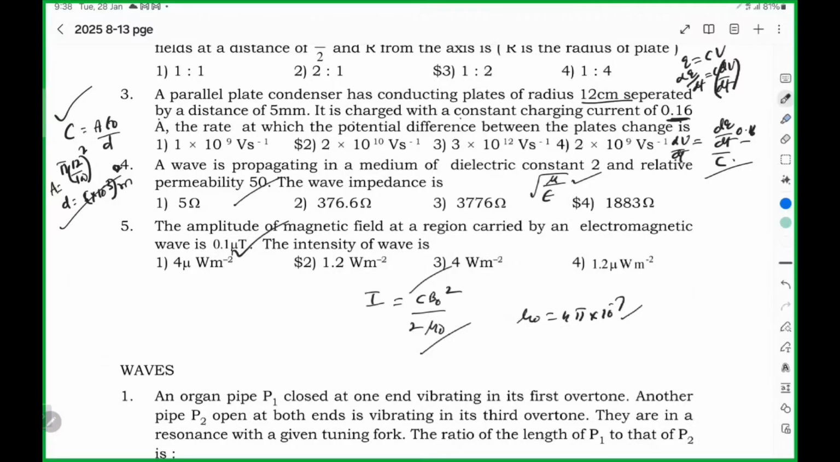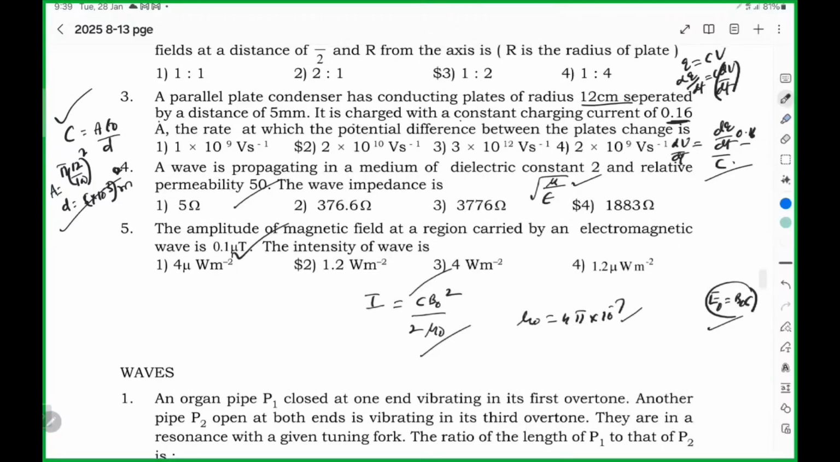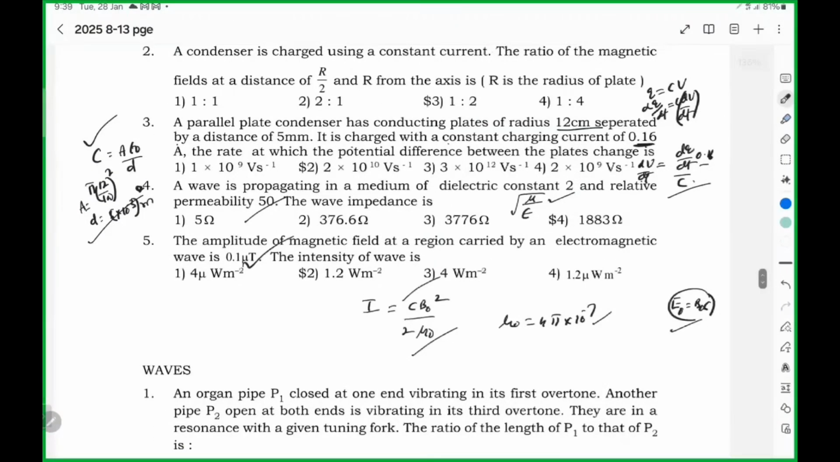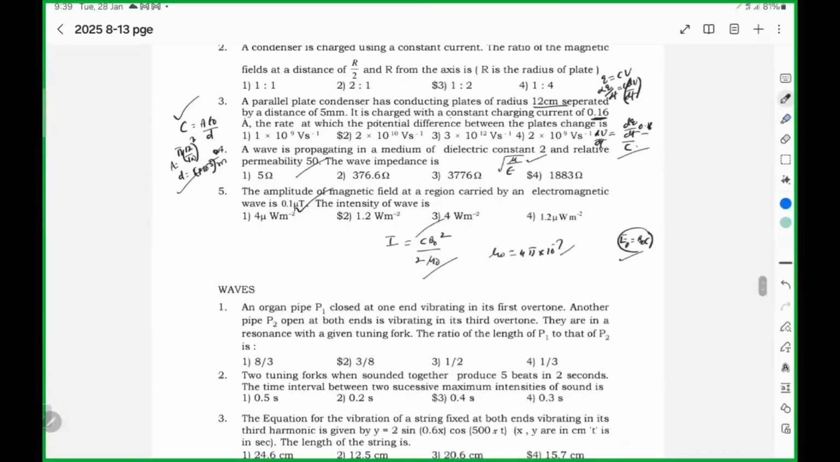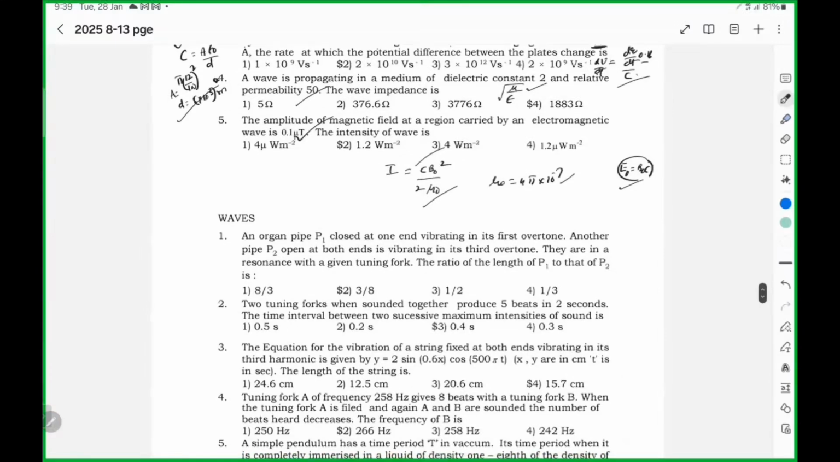So these models are not covered. In EM waves, what he has given are wave equation based problems. Most of the questions are like that, and he has given E naught is equal to B naught into C, these kinds of problems. He has not given problems based on these models. Most probably he can ask a question based on this in the next exam.